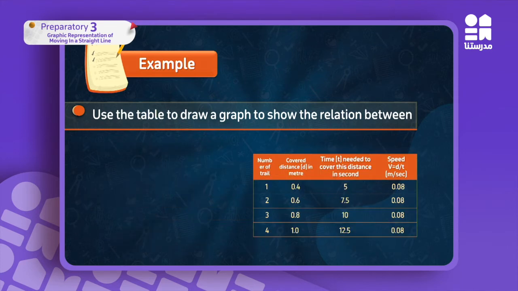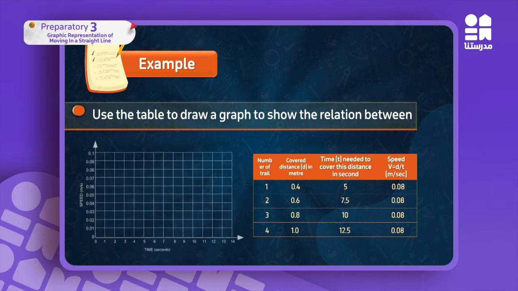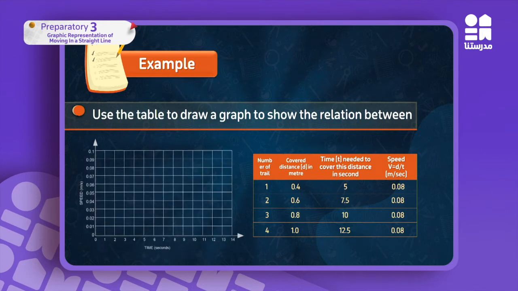يلا بينا نشوف ازاي. أول حاجة, we drew the table with the way that we have learned. هنا, what do we place in the vertical line? What do we place? Exactly, the speed. And what do we place on the horizontal line اللي هو ال x-axis? Time. Time will always be in the bottom, in the horizontal.